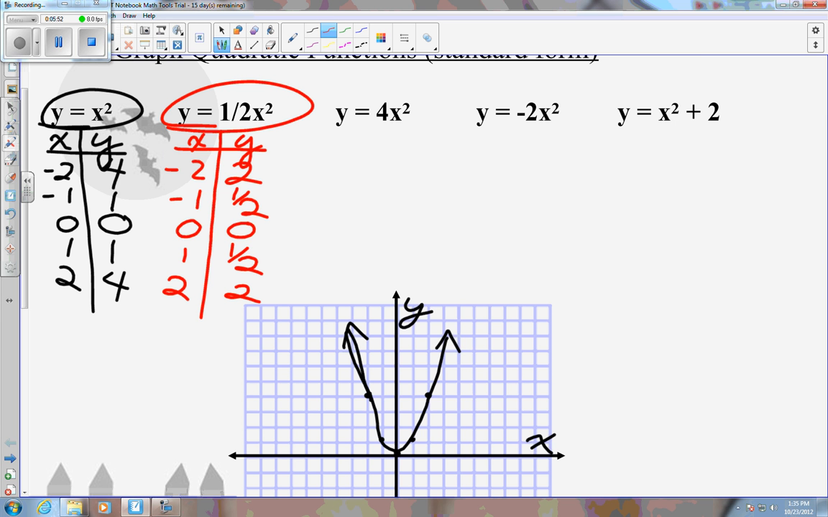Okay? So let's plot those points and see how it's different. So we've got the point 0, 0 again. That didn't change. I've got the point -2, 2. I've got the point -1, a half. I've got the point 1, 1/2. And the point 2, 2.